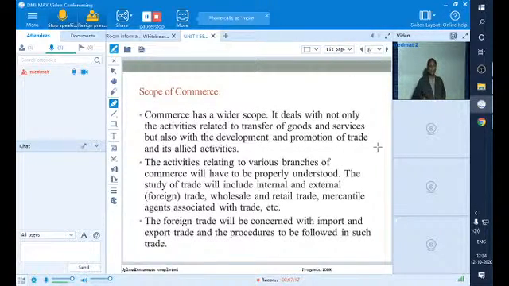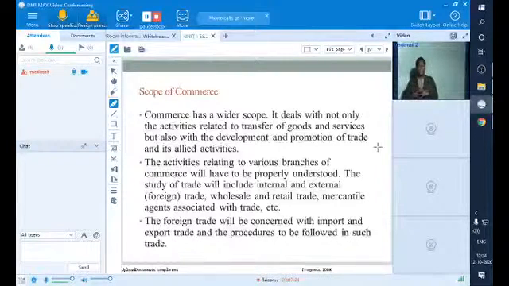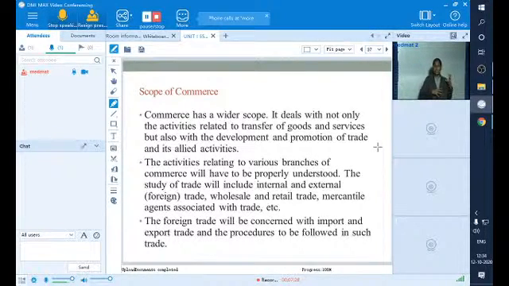Next one is scope of commerce. What is the scope of commerce? First thing, commerce has a wider scope. It deals with not only the activities related to the transfer of goods and services, but also with the development and promotion of trade and its allied activities. It's not only the trading activities, it is also for the promotion of trade that we are going for commerce. So commerce has a wider scope.